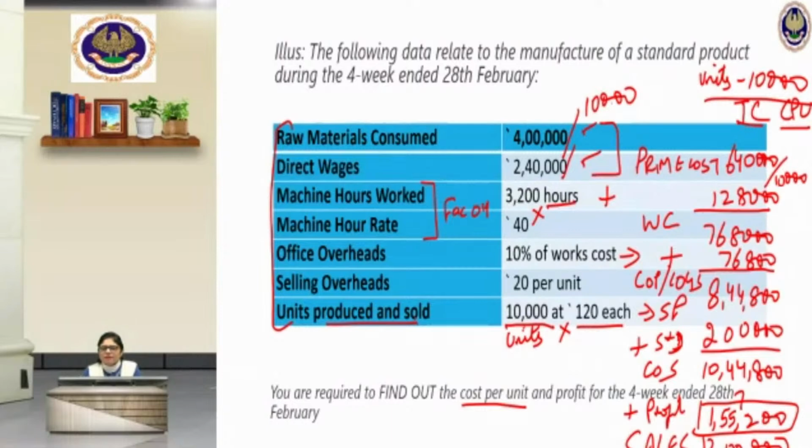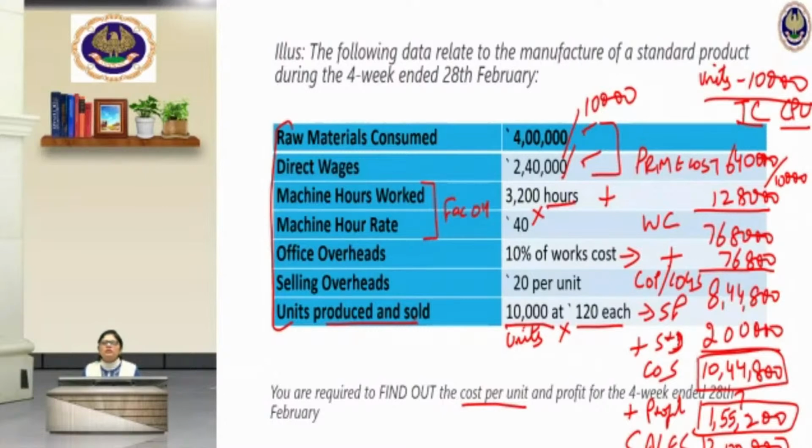Then you add factory overheads. For every element of cost, for every stage in this statement, you have to calculate cost per unit also. Clear? Yes. Now I hope you have understood. So we have calculated this cost per unit. Cost of sales is the total cost here.